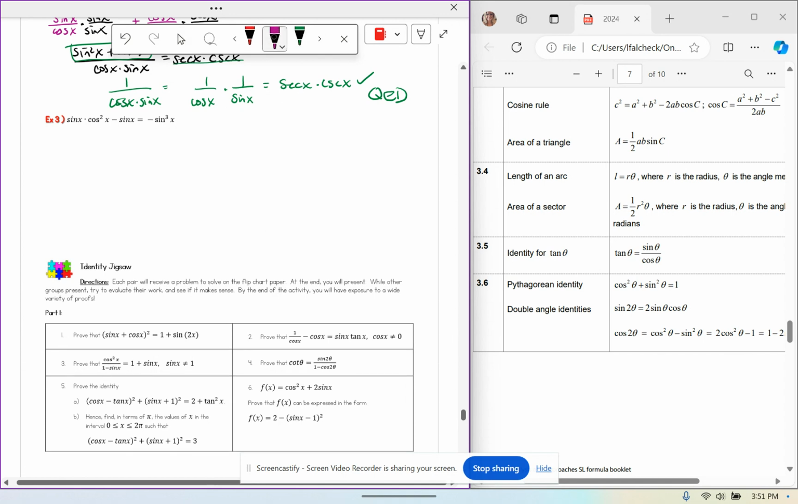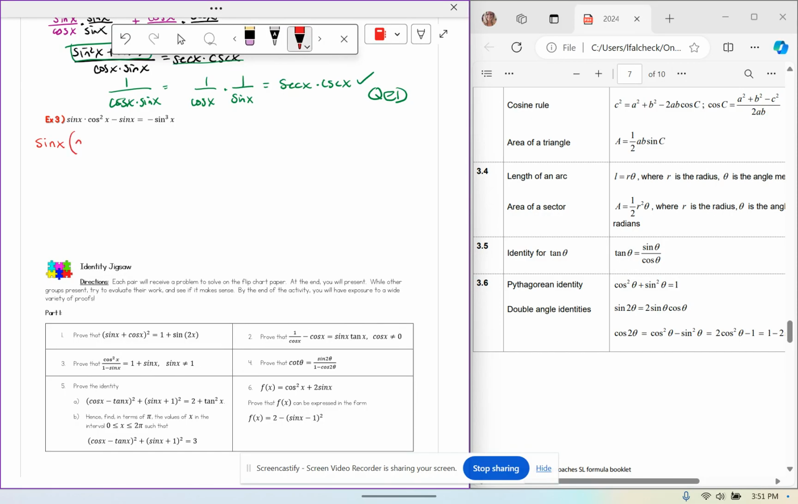So I have sine x times cosine squared x. Careful, I feel like kids see the sine x and the cosine squared x and they're like, oh yeah, that just equals 1. No, they're being multiplied. Careful, right? Minus the sine of x equals negative sine cubed x. Okay, so I see the sine of x as a common factor between these two terms here. So I'm going to factor it out and see if that helps me out, okay?